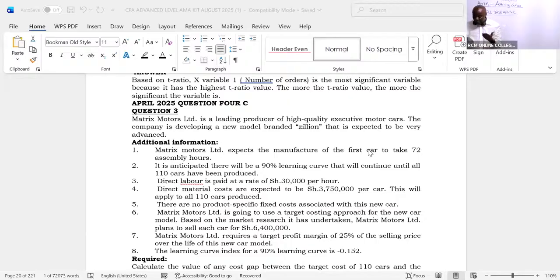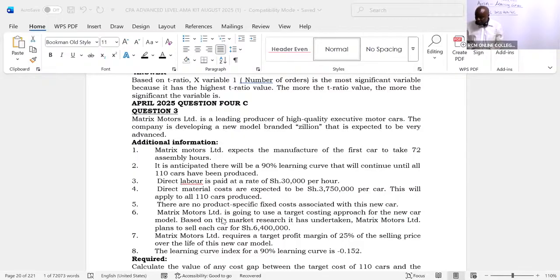It is anticipated there will be a 90% learning curve that will continue until all the 110 cars have been produced. So no stabilization here. Then we are told, number 3, direct labor is paid at the rate of 30,000 per hour. Note number 4, direct material costs are expected to be 3,750 thousand per car. This will apply for all 110 cars produced. There are no product specific fixed costs associated with this new car.